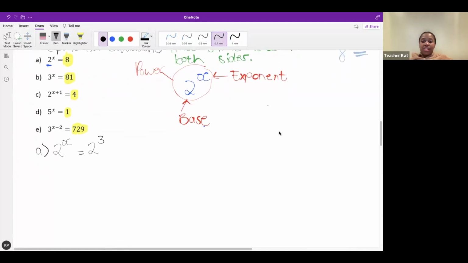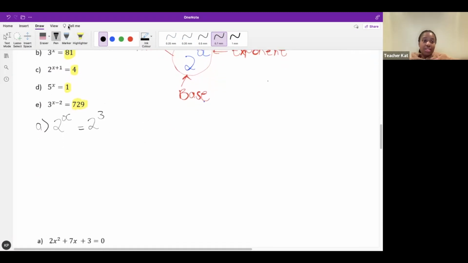And now we have the same base. So we get rid of the base. I know it seems redundant. It's like, why do we want the same base if we're getting rid of it? But listen, this is how it works, right? We already did this, but I'm revising with you guys. Okay, if I say to you, 2 to the power of something is the same as 2 to the power of 3, what does that something have to be?